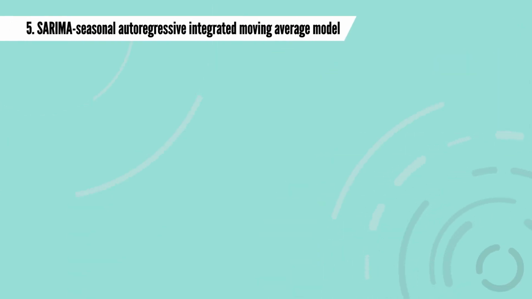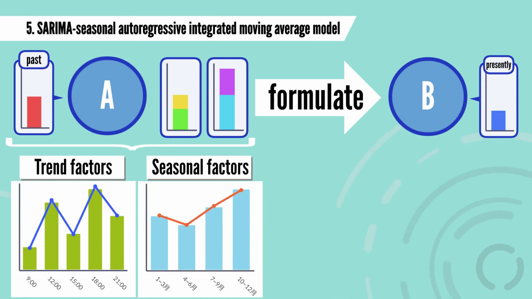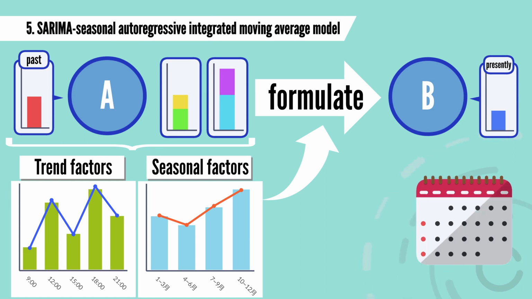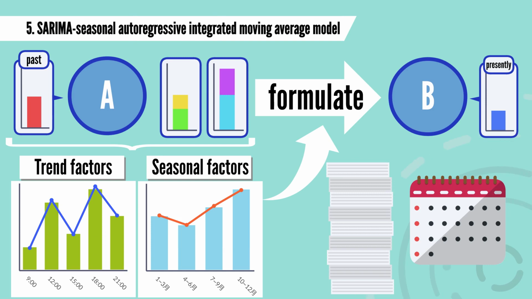5. SARIMA model, or seasonal autoregressive integrated moving average model. This model is the ARIMA model incorporating cyclical variation, that is, seasonal variation factors. The SARIMA model is used for both time series variation and cyclical variation to regress the current value from the past data. It is practical to set the value of the cyclical variation in advance, for example, 12 months, otherwise, there would be an enormous number of patterns of formulas that can be applied.